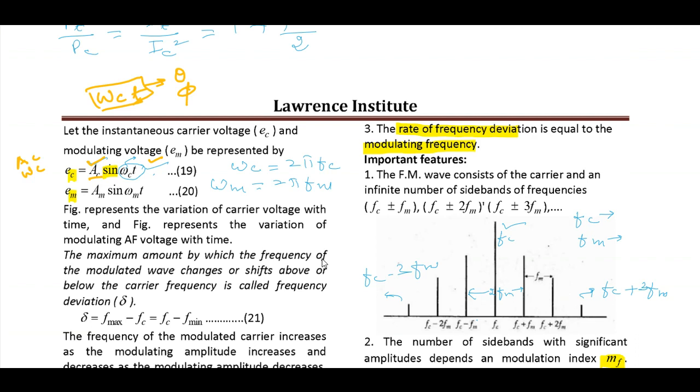Now, note down one more thing. Omega C is 2 pi fc. This omega C is what? Angular frequency. And this fc is simply frequency. Omega m is angular frequency. Fm is simple frequency.